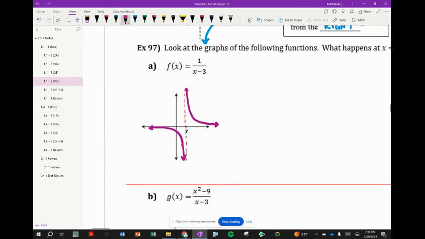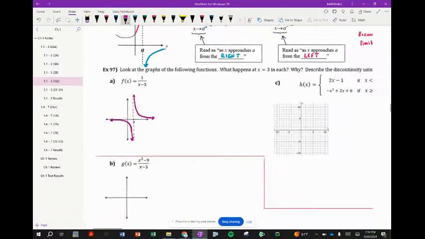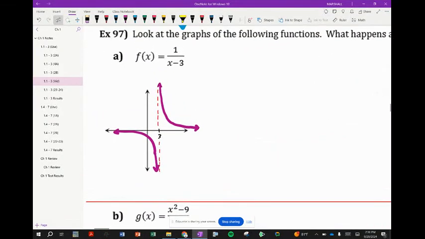Does it ask us to talk about end behavior? Nope, it just says what happens at x equals 3. Describe the discontinuity using limits. So there's a vertical asymptote at 3. It's asking us what's happening at 3. There's a vertical asymptote at x equals 3. And I'm going to describe that with limits.